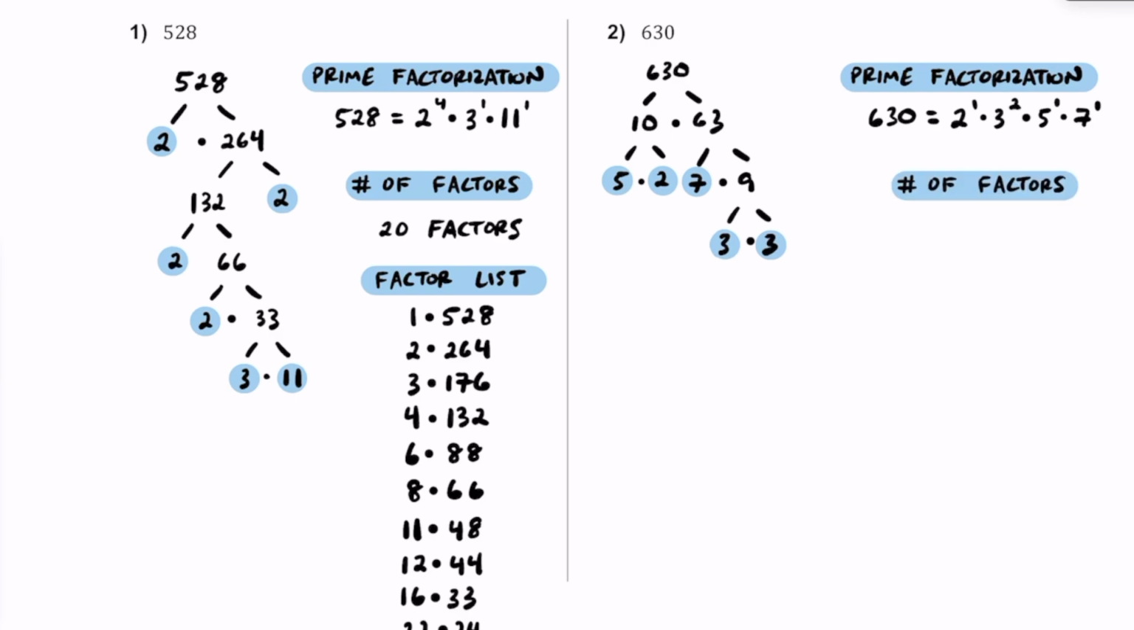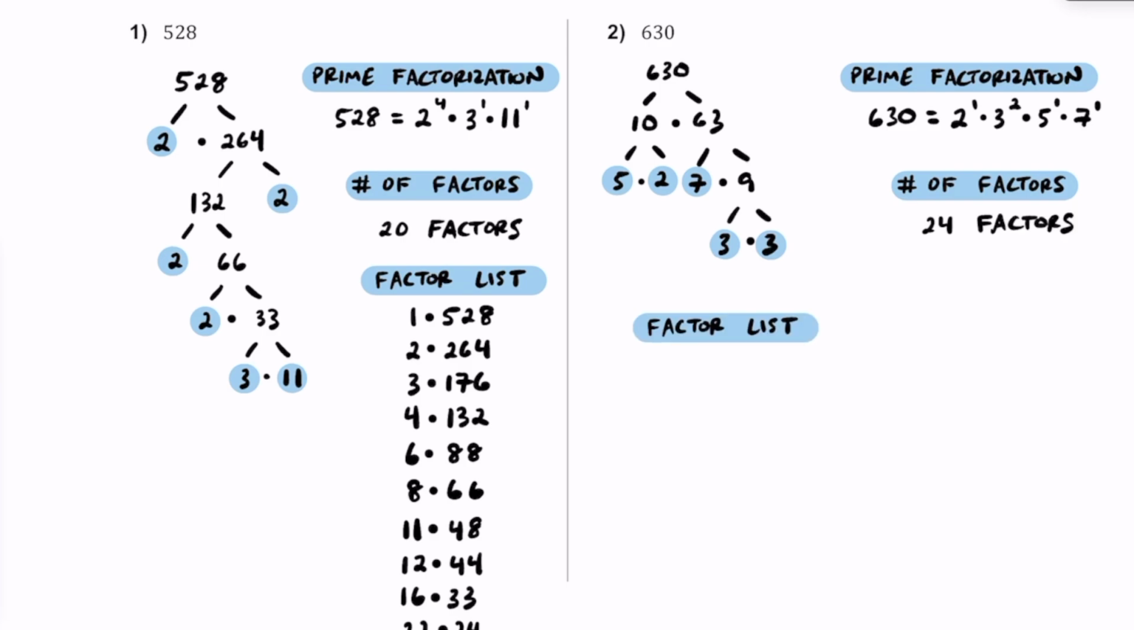All right, now to determine the number of factors, let's just go ahead and add 1 to each of these exponents. So this would be 2, this would be 3, this would be 2, this would be 2. All right, so 2 times 3 is going to be 6. 6 times 2 is going to be 12. 12 times 2 is going to be 24. So we're looking for 24 factors here for the number 630.